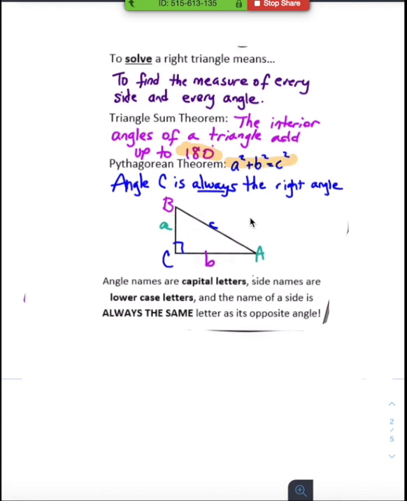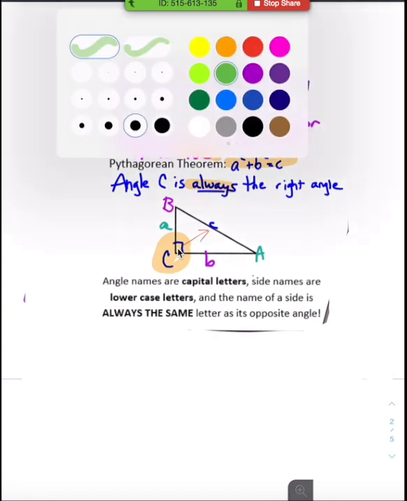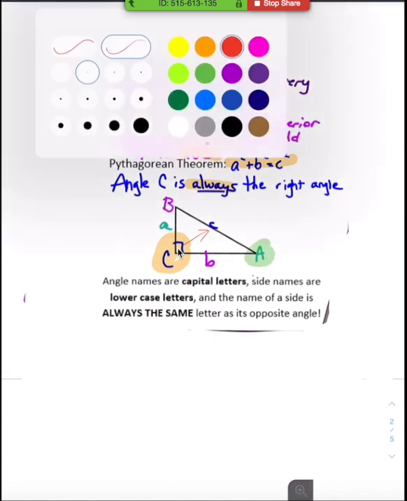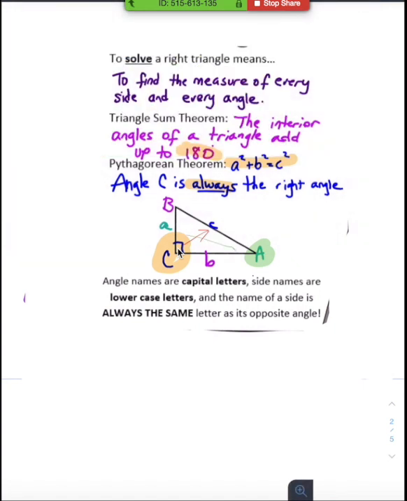So here to clarify, C is always the right angle, always the right angle. And right across from the C is the side, and we label it with a lowercase c. Notice this too: angle A is over here, but lowercase a is over here, so opposite from the angle. So this is how we're going to be labeling things from now on.